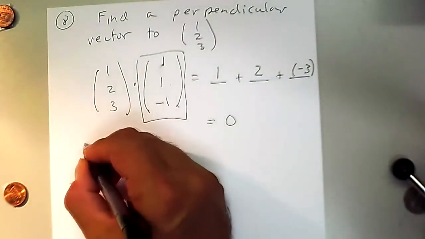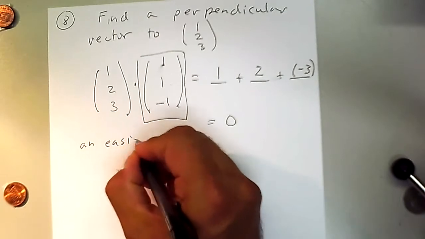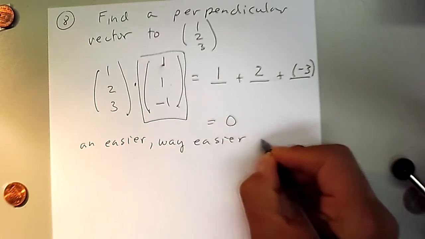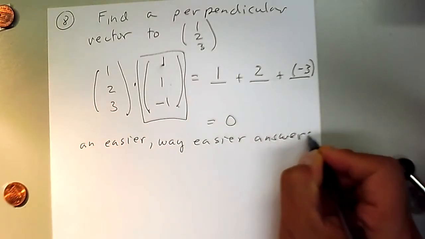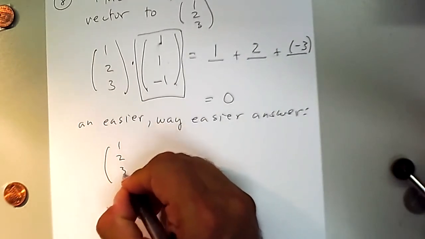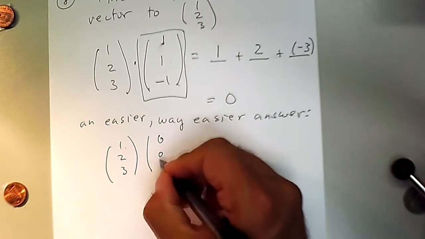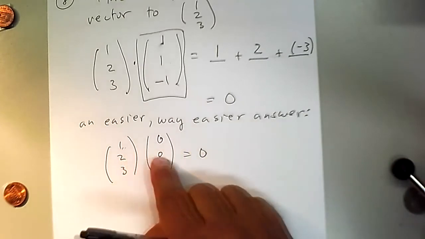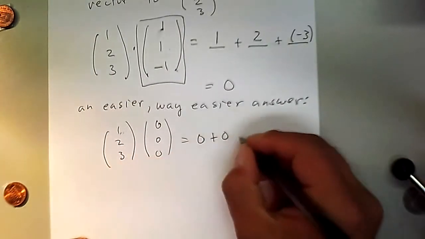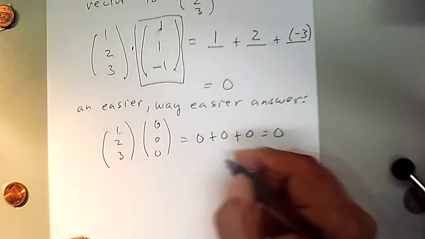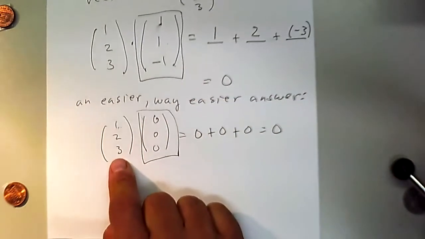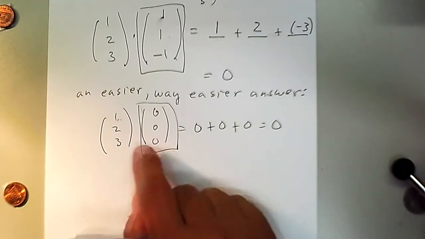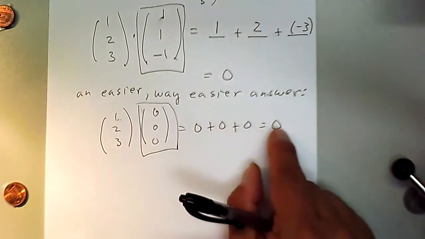Now, there is an easier, way easier answer. And here it goes. If somebody asks you for a perpendicular vector to 1, 2, 3, you can simply say, how about 0, 0, 0? Because in the dot product, 1 times 0 is 0, 2 times 0 is 0, and we add that, and 3 times 0 is 0. So we end up with 0. So voila, this is also perpendicular to this vector. In fact, the zero vector, which is the vector made up of zeros, is perpendicular to any vector, based on this concept that the dot product is equal to 0.